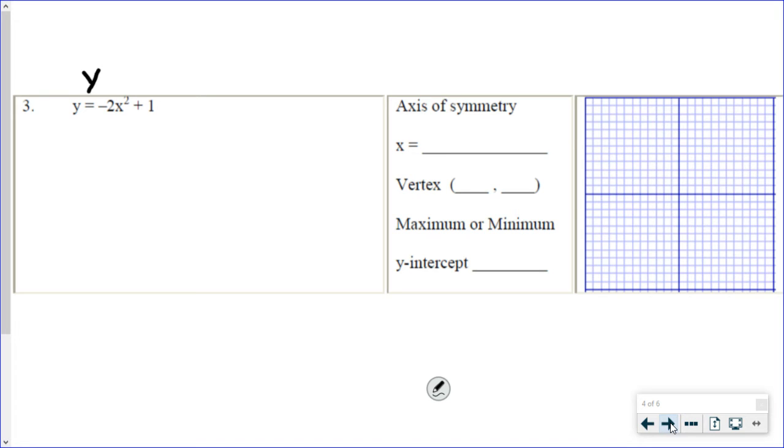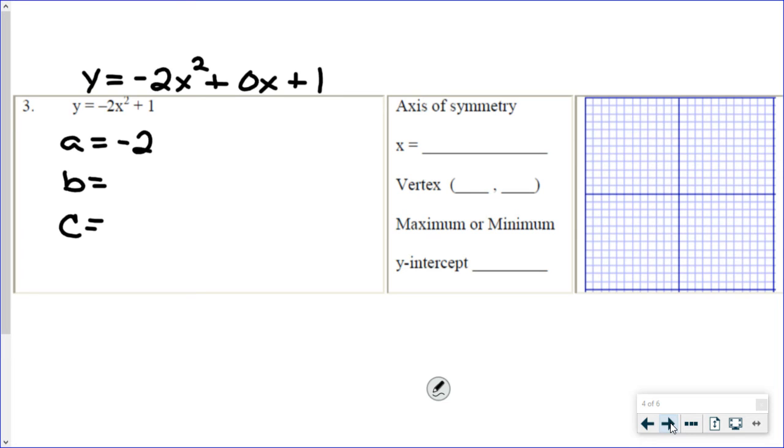So do you see we have -2x squared? In this equation, you have 0 x's, but you have a 1 at the end. So write that down for number 3. And then what is A? What is B? What is C? Okay. A is -2. B is 0. C is 1 for that equation.